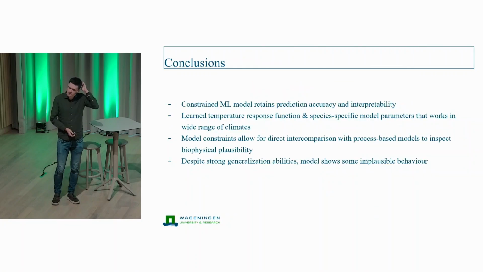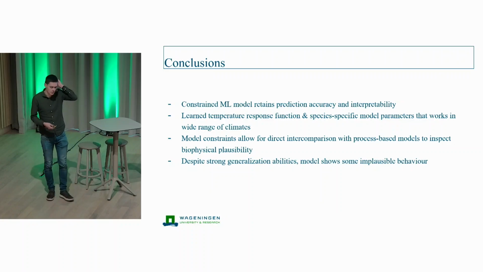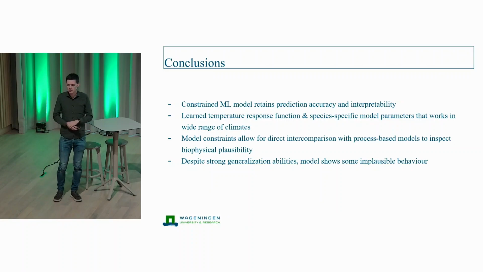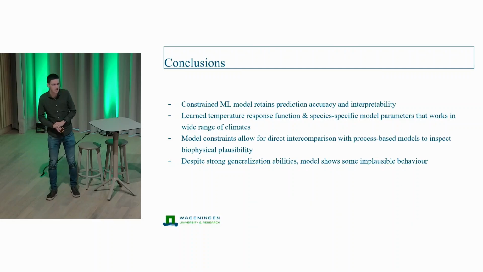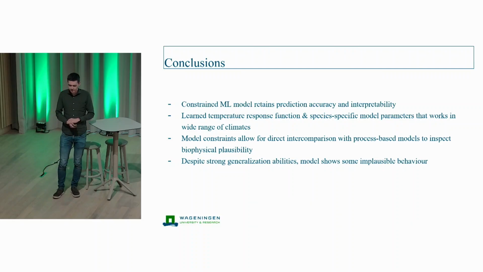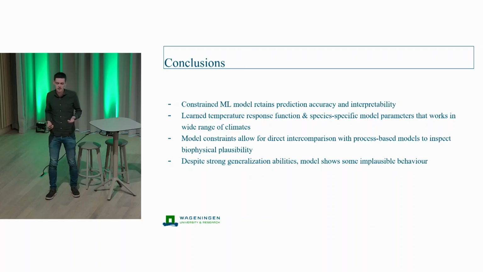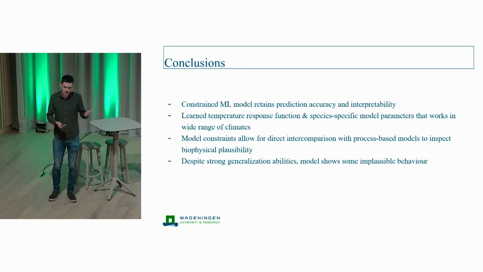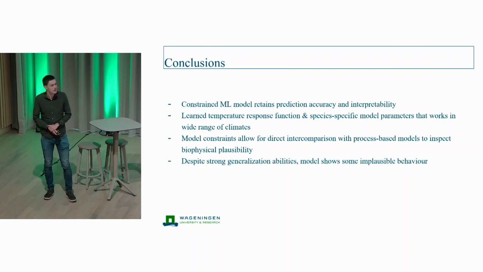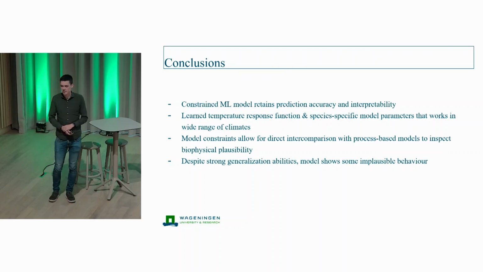So despite generalizing well, like we were able to predict these flowering dates quite well, while retaining the interpretability of our biophysical model, we were able to learn a model representation for which it was able to learn parameters that worked in a larger variety of climates. But when using the constraints imposed on our model to inspect what was going on, we did see some implausible behavior.